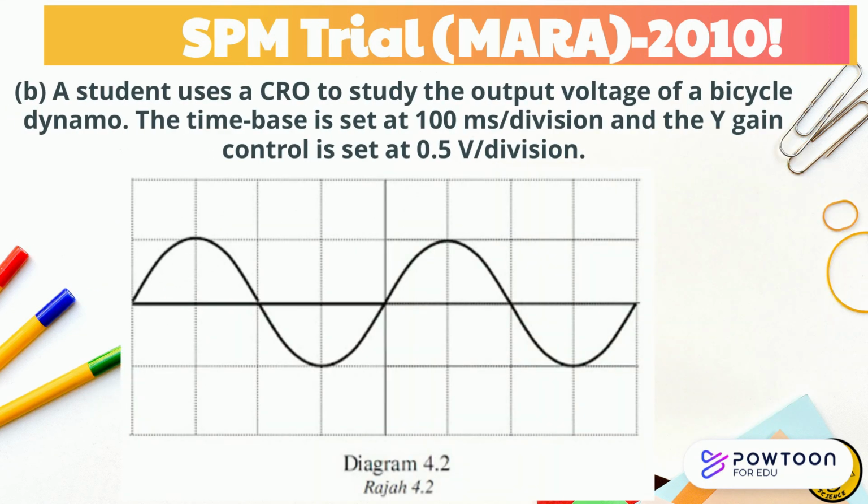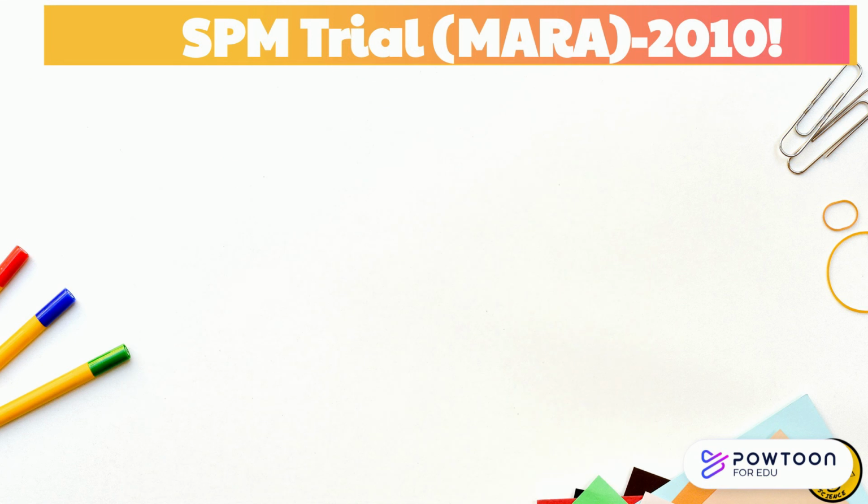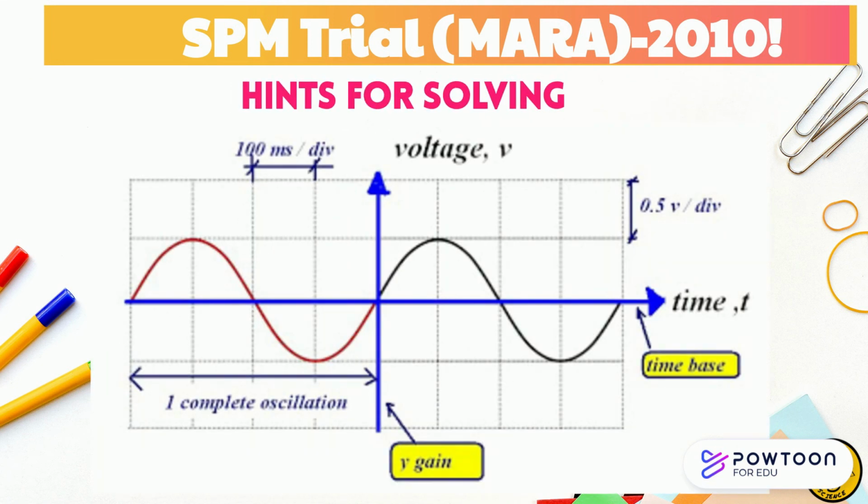A student uses a CRO to study the output voltage of a bicycle dynamo. The time base is set at 100 milliseconds per division, and the Y gain control is set at 0.5 volts per division. This is the hint for solving this question. Let's give it a try.